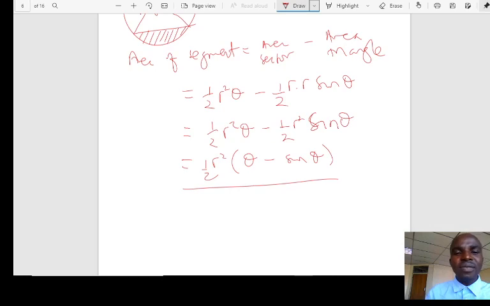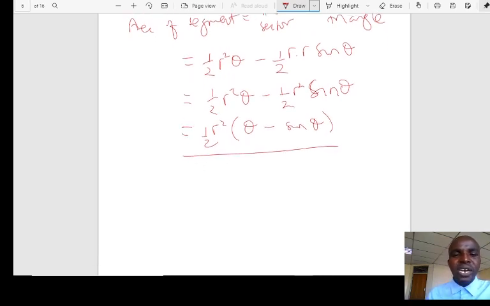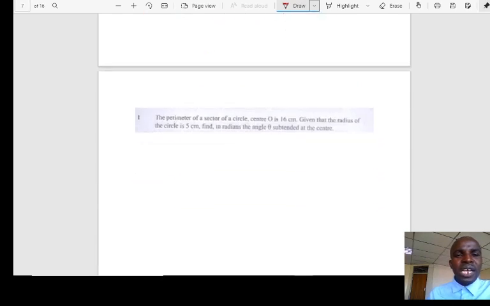And note that our theta here in this case will be an angle in radians, not in degrees. Which means if you're using a calculator, you have to put it in RAD mode, not in DEG, not in degrees, but in radians mode.